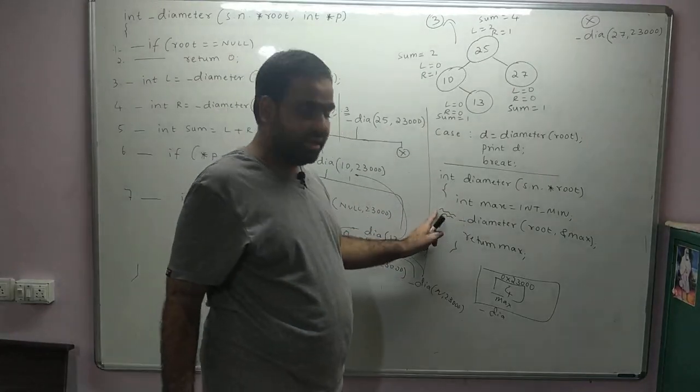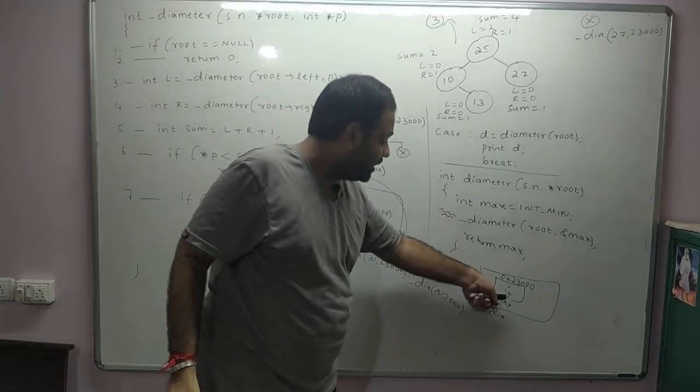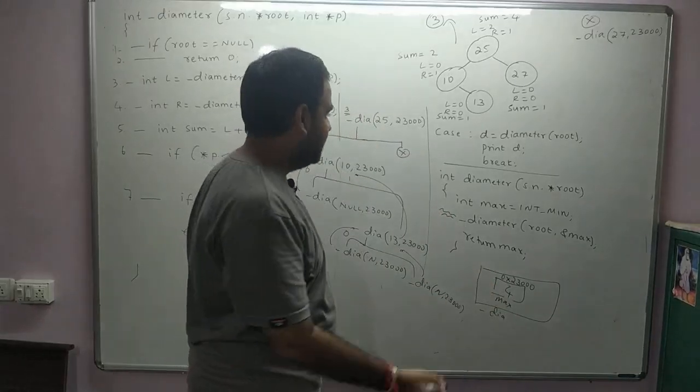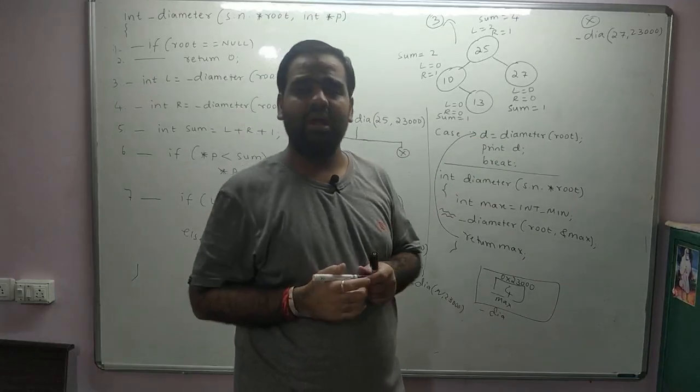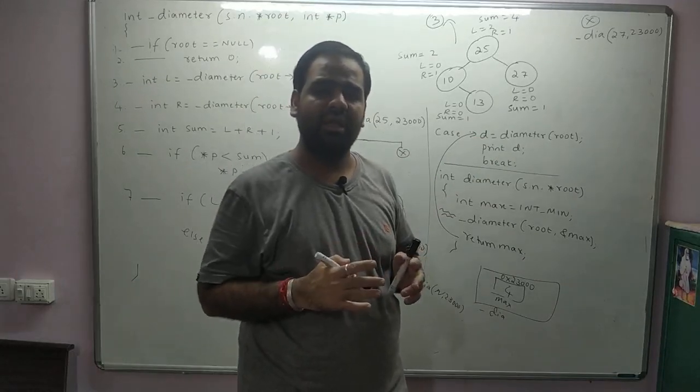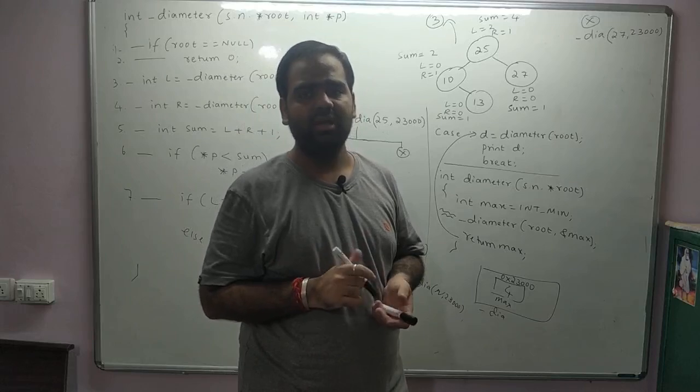But are we storing it in some variable? No, you return max. What is the value of max? 4, that is the diameter. This 4 is returned back to main, and you print 4 as the answer. This is how we get the diameter of the tree.